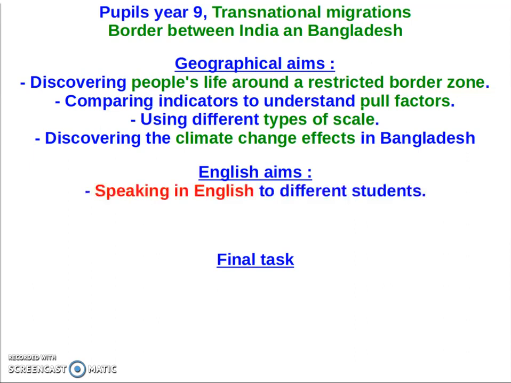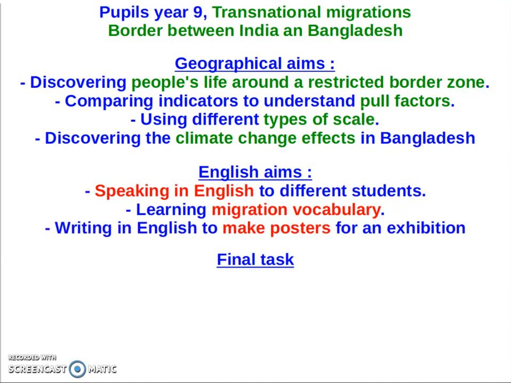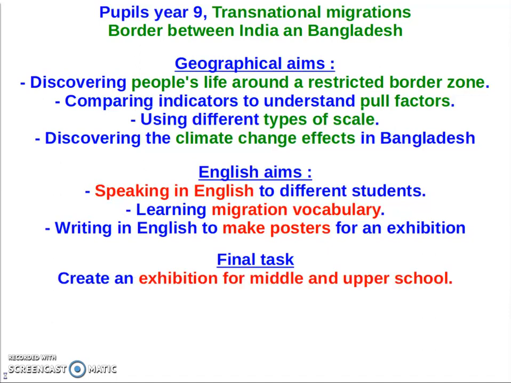Concerning English aims, I want them to speak in English to different pupils, different students. They will have to learn a specific vocabulary concerning migration, and they will have to write titles and subtitles to make posters. They will write text on these posters to make an exhibition, and the exhibition is the final task. It's an exhibition for our middle school, but also to meet students of the upper school. We'll see why they will study another wall.